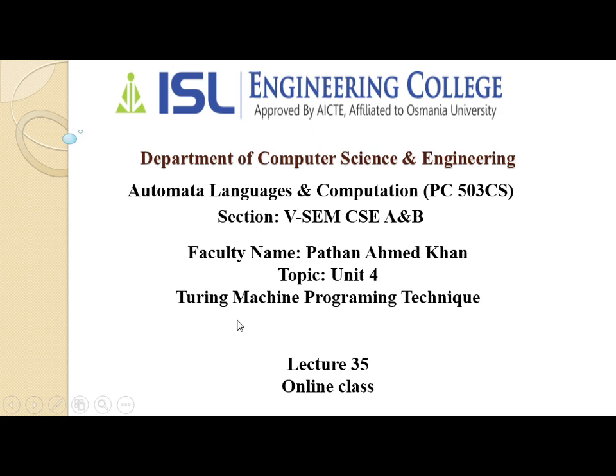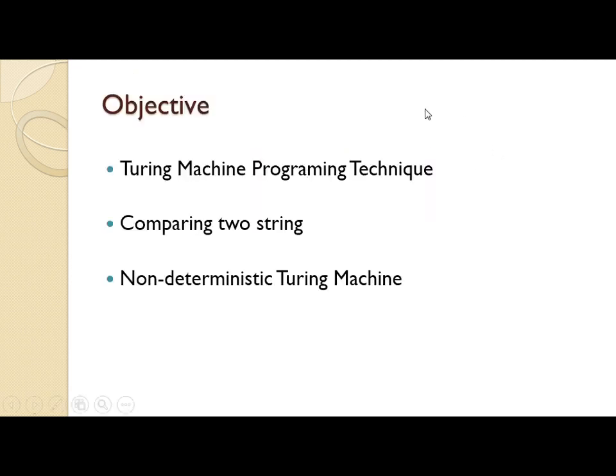In the last class, we saw the even palindrome and some examples of the Turing machine. If you did not see that, just go and watch those videos. Today's objective is to see Turing machine programming techniques, how to compare two strings, and afterwards the non-deterministic Turing machine. We will see them one by one. First, the Turing machine programming technique.